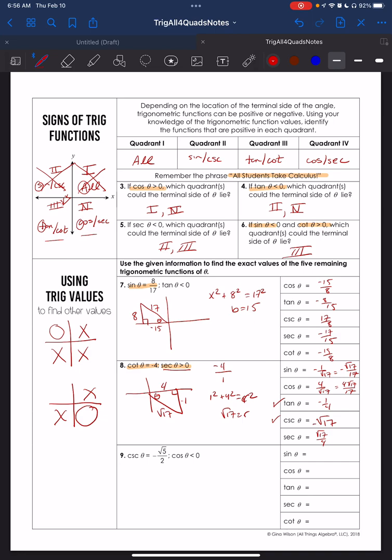In fact, I should probably go back and check number 7. For number 7 in that second quadrant: cosine negative, tangent negative, cosecant positive, secant negative, cotangent negative. Okay, I got all that.